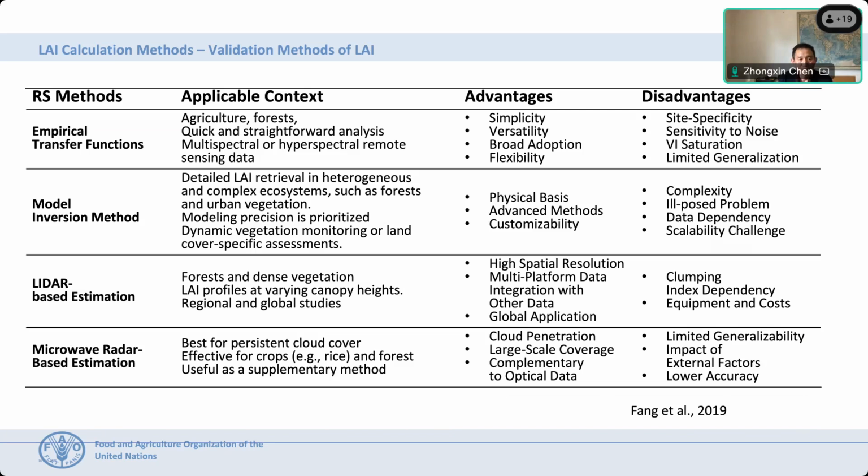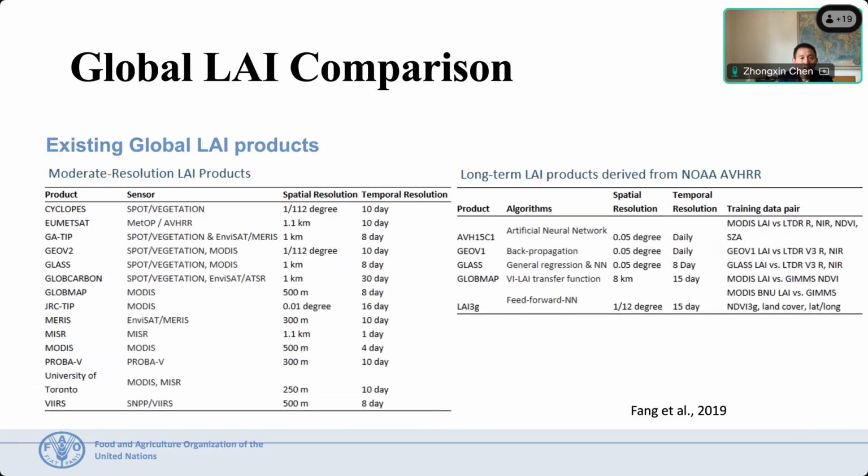And there are another two categories that use LiDAR and microwave data for the inversion. But the global data sets mainly use the physics-based method. But for forestry, for forest, a lot of LiDAR is used globally. And like the land cover data, there are also a lot of LAI data products with different spatial resolution and temporal resolution.